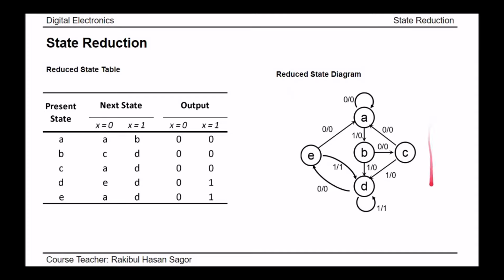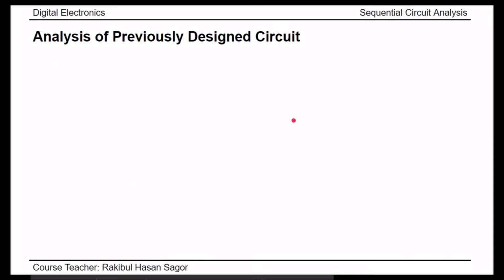If we implement this problem, definitely this will take fewer gates than the state table and state diagram shown in the previous slides. In this way, we can reduce our states before we implement a sequential logic circuit. Till now, we have learned to design a sequential logic when the problem statement is given. We started from developing the state diagram and state table, then ultimately we found out the circuit.